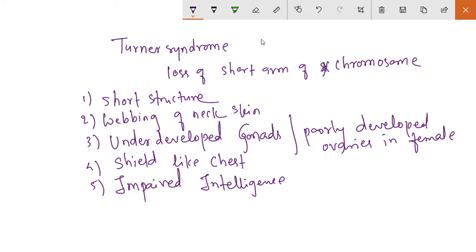ओके, सो दॅट इज द टर्नर सिंड्रोम. So it is a specific Turner syndrome which is due to the loss of the short arm of the X chromosome. Okay, so it shows the short structure, webbing of the neck skin, underdeveloped gonads, particularly in the female, poorly developed ovaries, shield-like chest and impaired intelligence. Okay, so the deletion, it produces the pseudodominance.